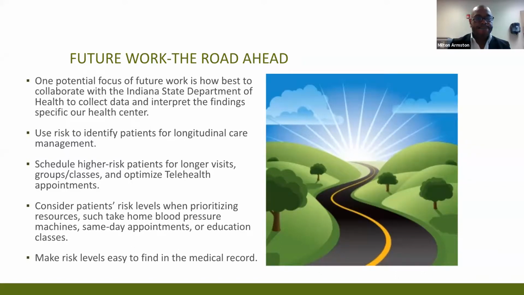So the road ahead. One potential focus for the future work is really working with the state so that we're able to get our own specific information that helps us to know how we're doing with the risk stratification model that we have implemented, but also how our allocation of resources and interventions are driving patient care. We want to use this as we deal with patients through the lifespan, as longitudinal care management. Definitely, we want to schedule high-risk patients for longer visits, groups, classes.